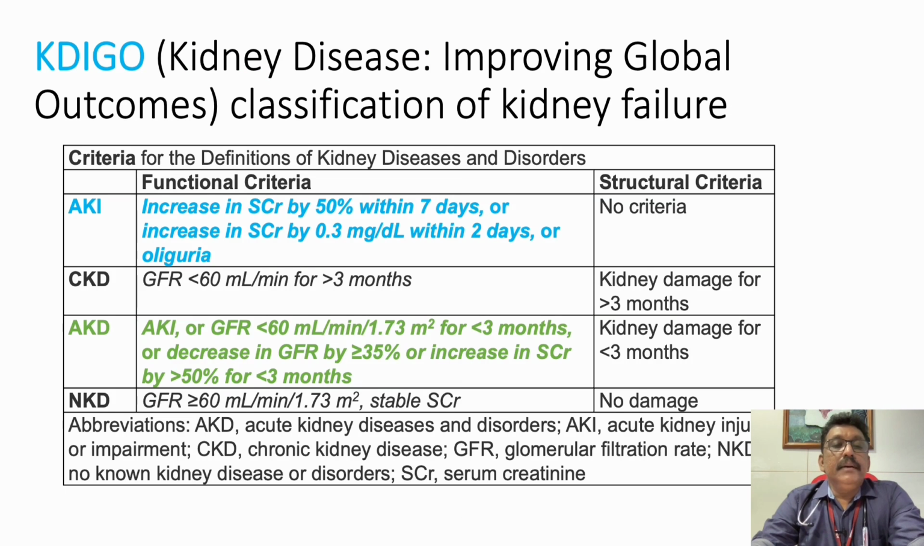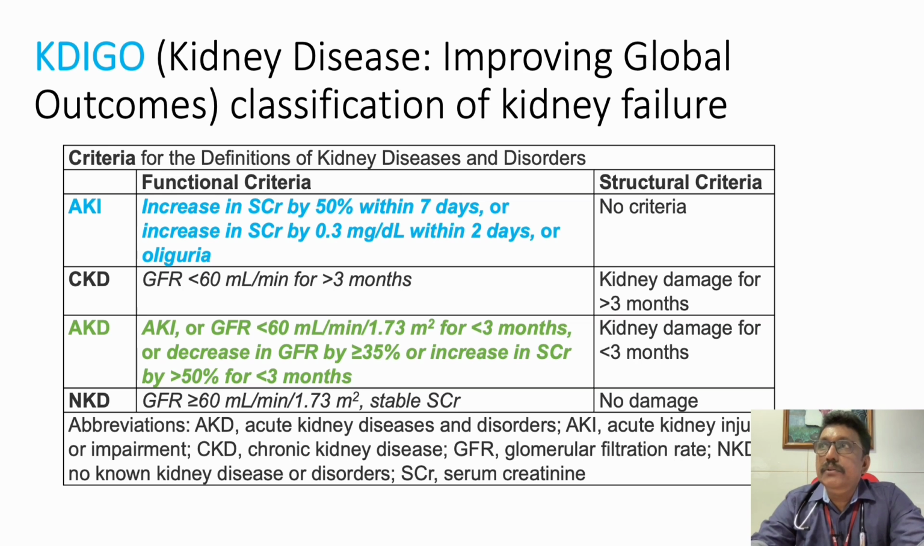Now we can see the Kidney Disease Improving Global Outcomes classification of kidney failure, that is the KDIGO classification. In that we can see the AKI definition, functional criteria: increase in serum creatinine by 50% within 7 days, or increase in serum creatinine by 0.3 milligram per deciliter within the last 48 hours, or oliguria. There is no structural damage to the kidneys.